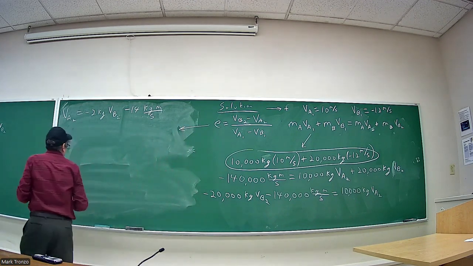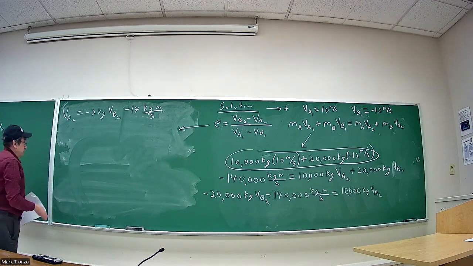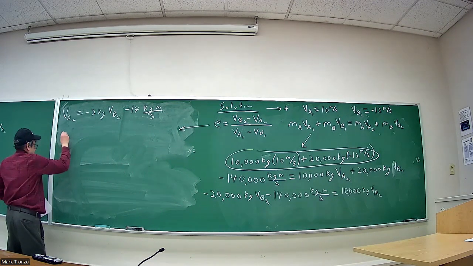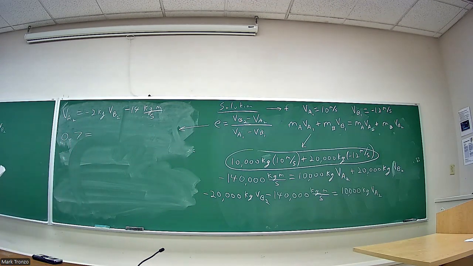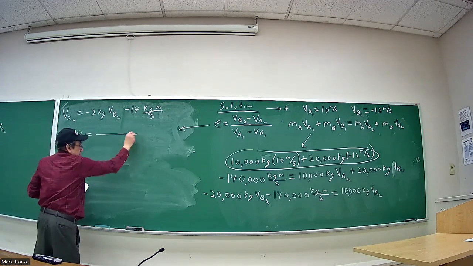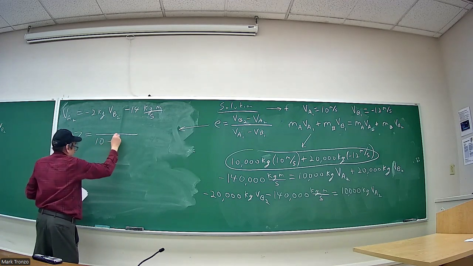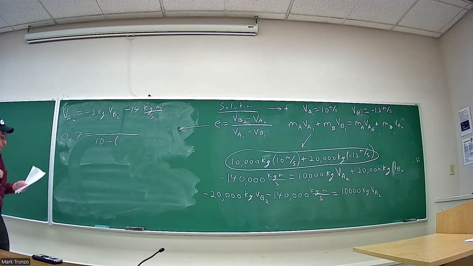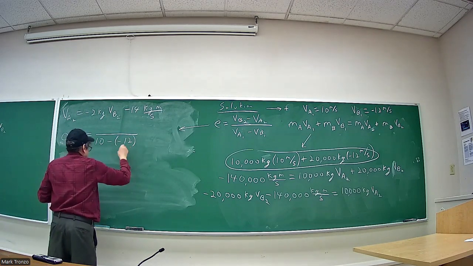And we know that our coefficient of restitution was 0.7. We can put that in here. And then we know VA1 was 10 meters per second, and VB1 was minus 12 meters per second.